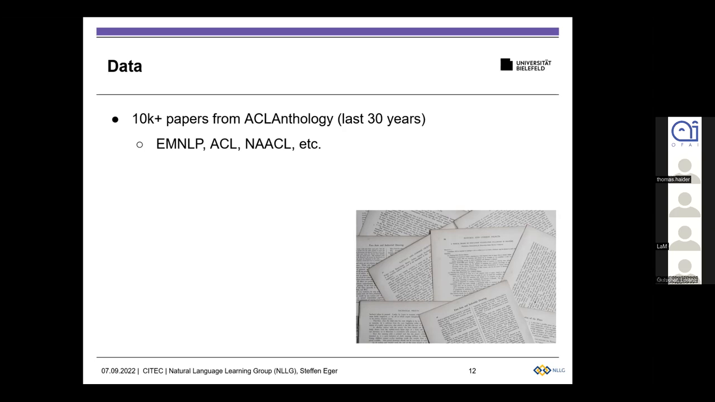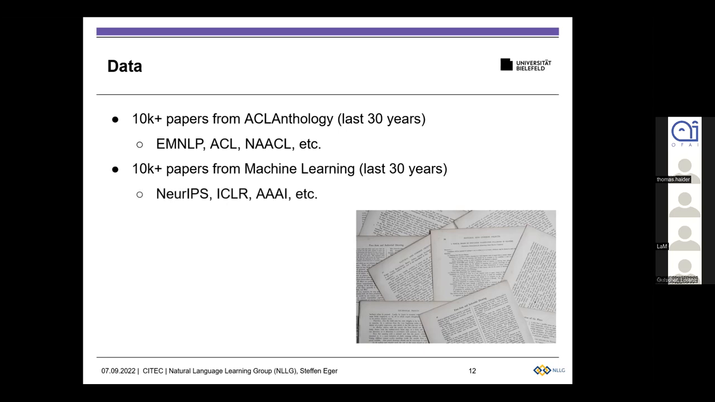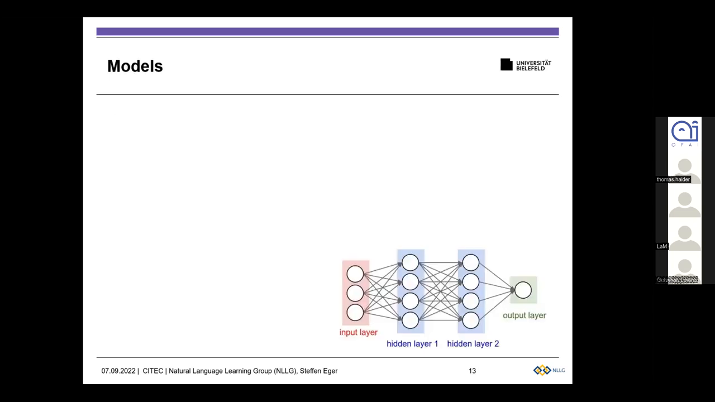And the conferences that are included in the ACL Anthology are EMNLP, ACL, NAACL. So you have all the top conferences included there, and we extract, as I said, 10,000 plus papers from this anthology. Secondly, we consider machine learning papers. Here again, we collect about 10,000 plus papers from, let's say, the most prestigious conferences such as NeurIPS, ICLR, AAAI, etc. So okay, so this is the one part.